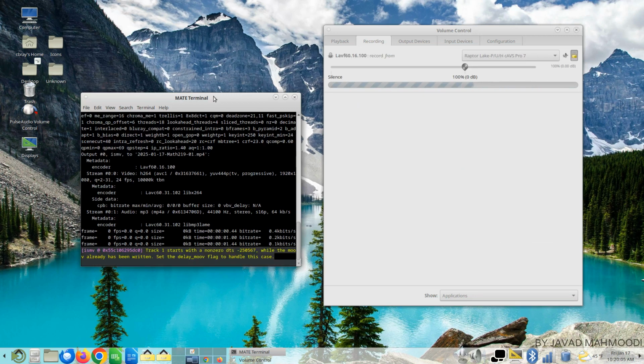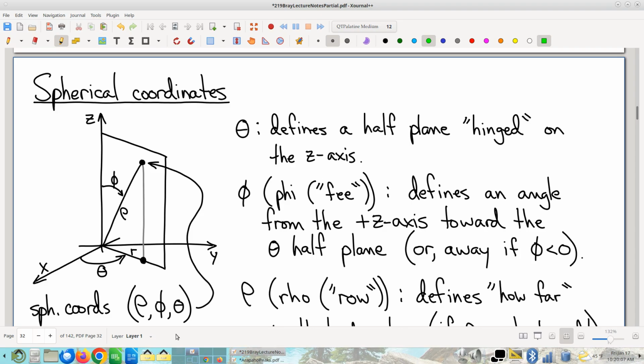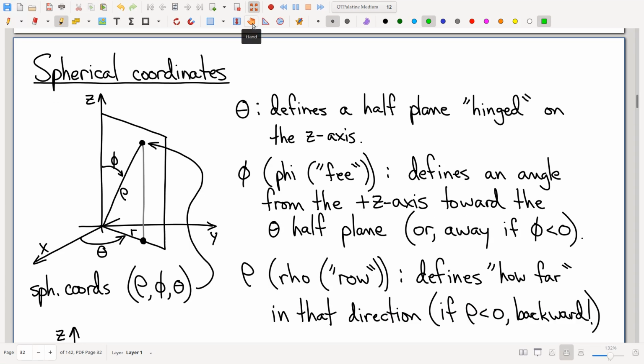Okay, off we go. So, last time we were talking about spherical coordinates. I'm not going to go through the definition of the spherical coordinates again. It takes a few minutes, but a couple of highlights to keep in mind.